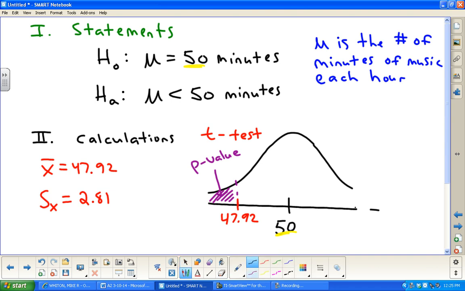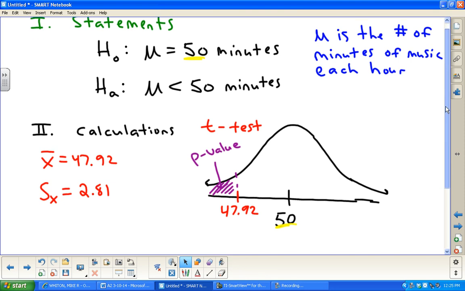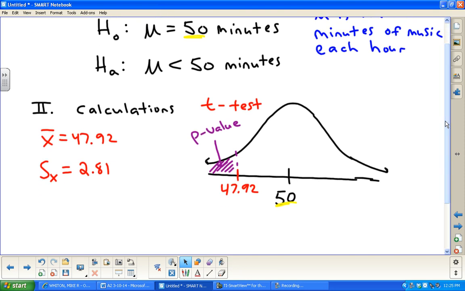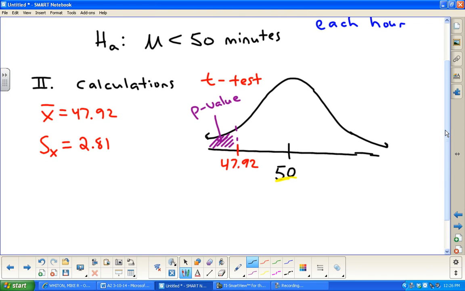So let's figure out what our p-value is. We know it's going to be a CDF problem. It's going to be a t-CDF problem. The lower bound is negative 9999. The upper bound is technically this 47.92. But in order to do this, we have to standardize it. It's just the way the t-CDF works on your calculators. You have to standardize and get what's called the test statistic, which is basically like finding the z-score.